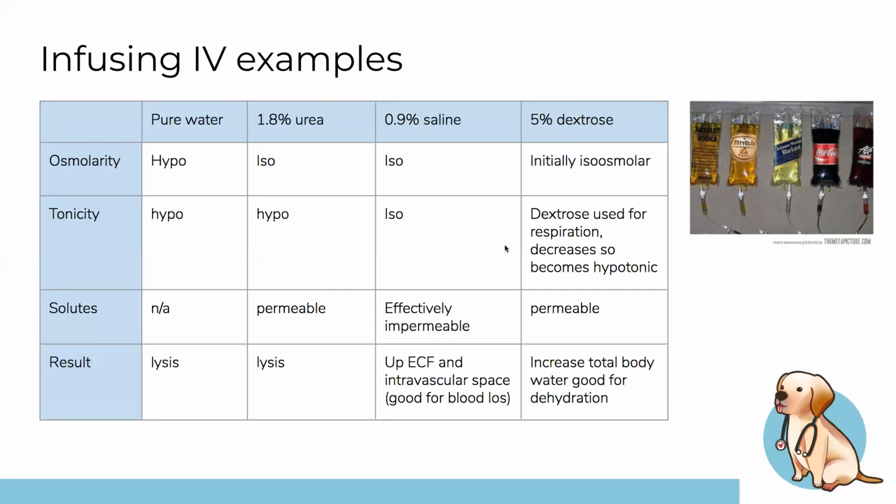5% dextrose is a bit more complicated than the others. Initially, it is isoosmolar, so 300 milliosmoles per liter, but dextrose is used for respiration, and so the amount of it decreases over time. So it eventually becomes hypotonic. So overall, it does increase total body water because it is initially isoosmolar, and it's used for when patients are dehydrated, although it does change its tonicity.